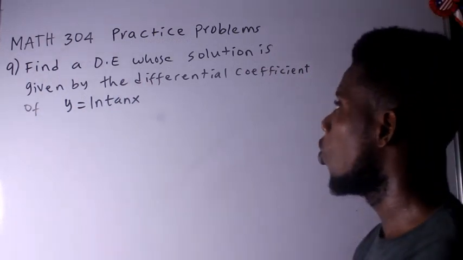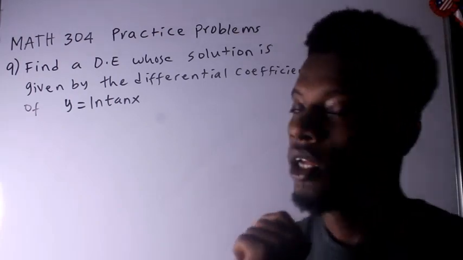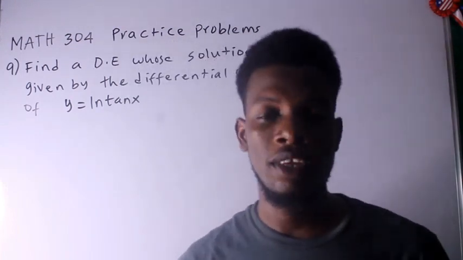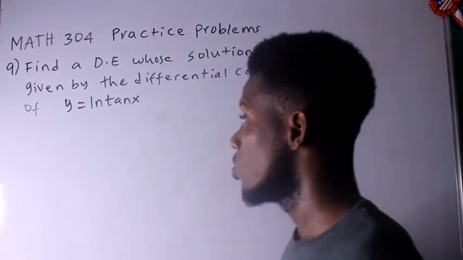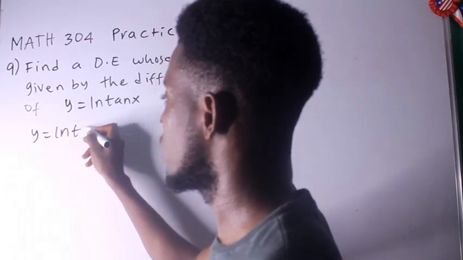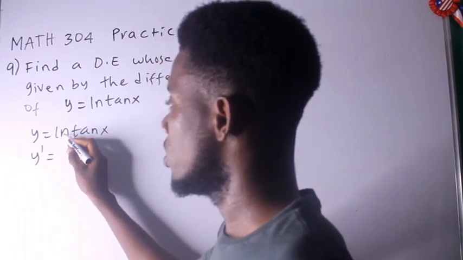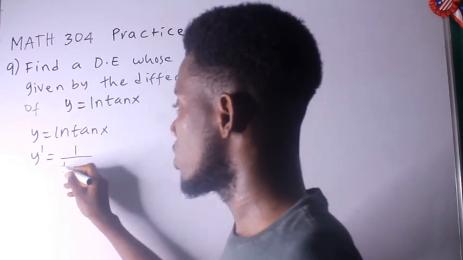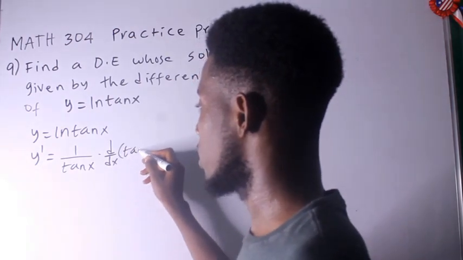Find a differential equation whose solution is given by y equals the ln of tangent of x. Find that differential equation. Now, to find that differential equation, we need to differentiate this expression. So, following our normal rules, we write y is equal to the ln of tangent of x. Differentiate y: y prime is equal to the derivative of the ln of anything. So, the ln of tangent x is 1 over tangent x times the derivative of tangent x.